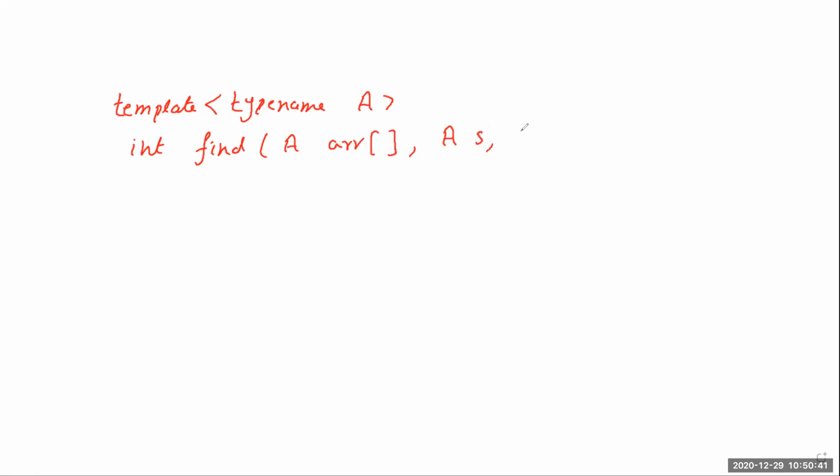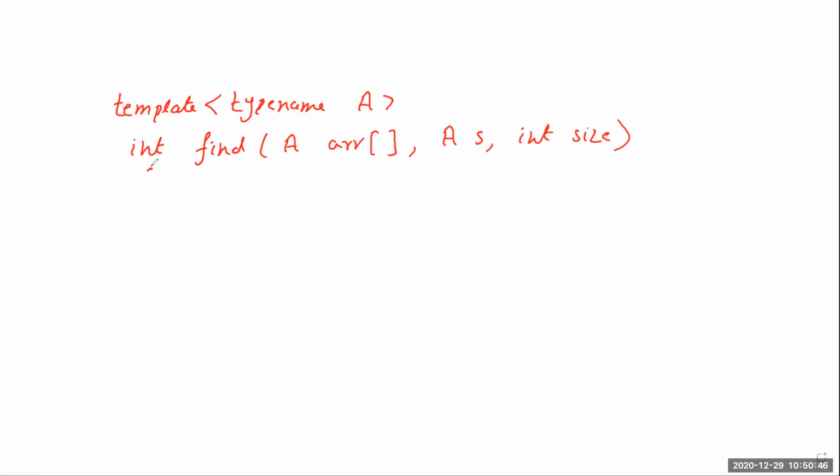Maybe I just write a different example program. So we say template, typename, and now I'm calling it a. So every time you should know that this can be anything. Then I make a function which is returning an integer, int find. This function is accepting an array, and it is also accepting another value s, and it is accepting the size of the array.